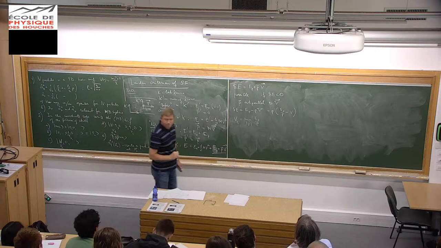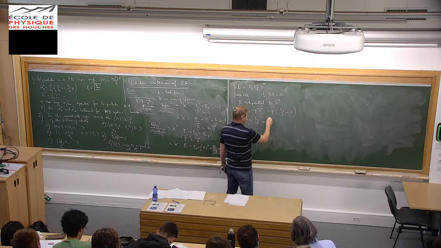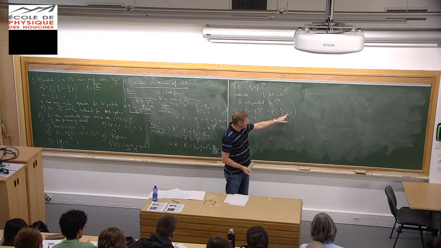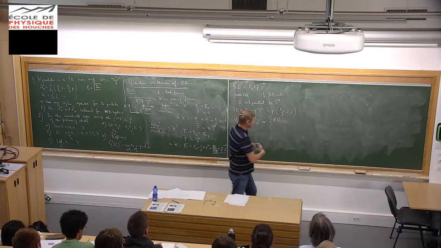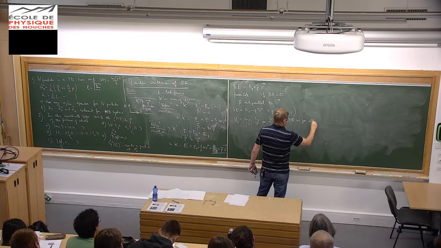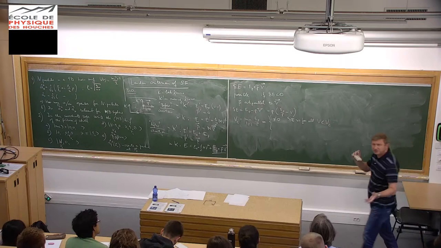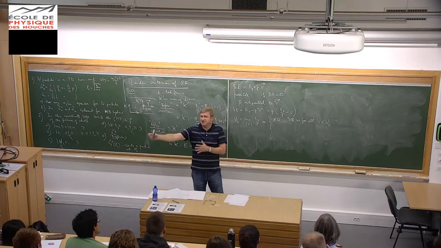So if VC is non-zero, then of course, if I take my V less than VC, this is always positive. So in this case, I'm not able to create excitations that increase the energy, even in the lab frame, independently of all these Galilean transformations, etc. So excitation will not be created, and the flow will persist for infinite time.